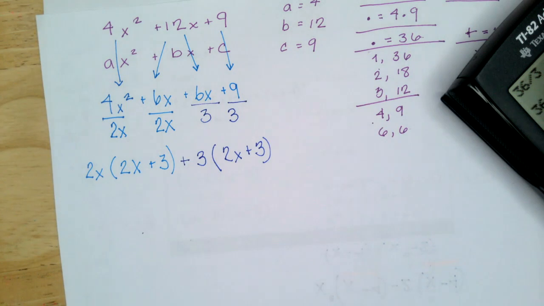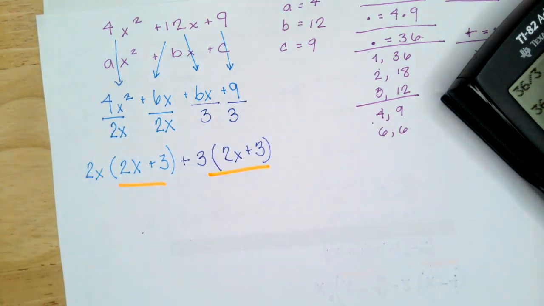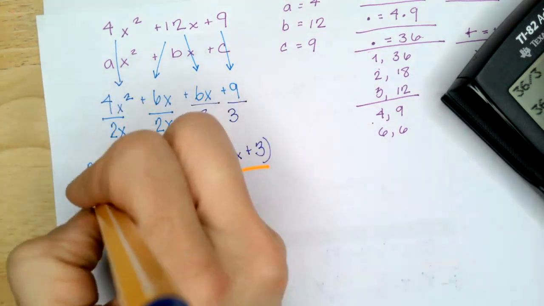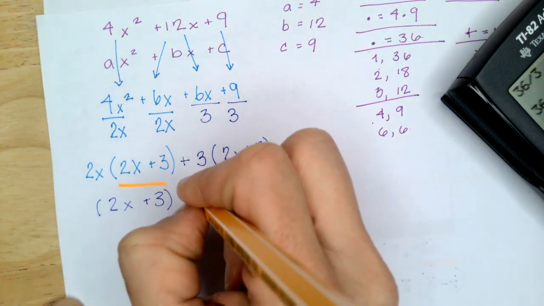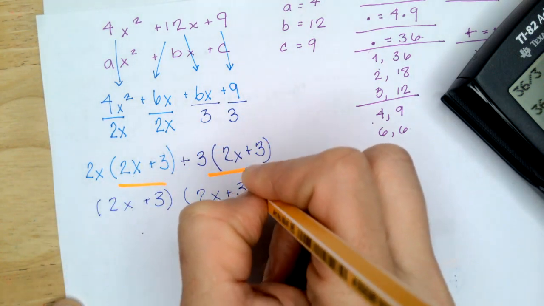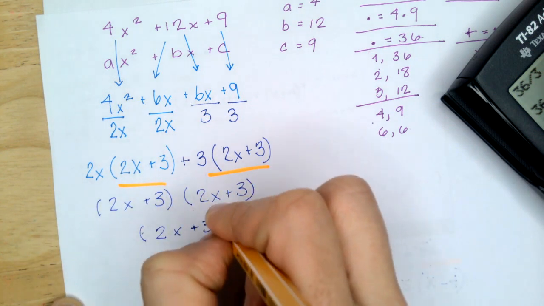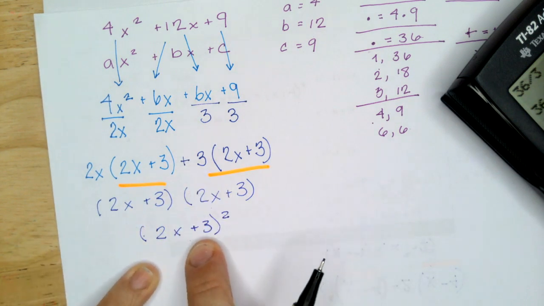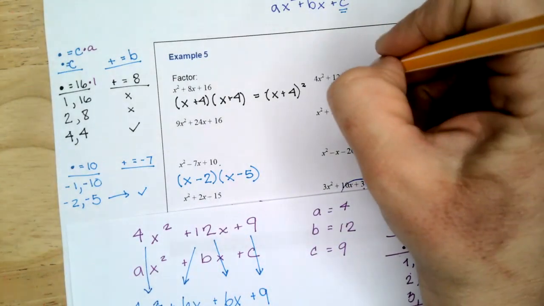What I should have at the end, how I know I'm okay, is I have the same binomial for both sides. That means I can factor out the binomial. So that then becomes 2x plus 3 times 2x plus 3. Ooh, so that was a square. If it's the same being multiplied by itself, you can write it like that. So that's the answer to this one.